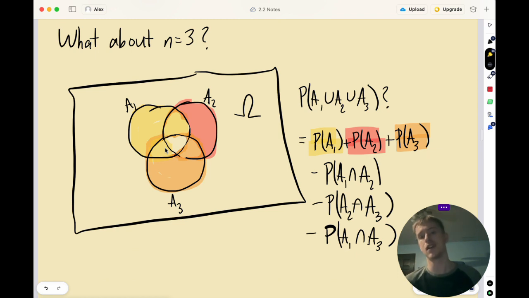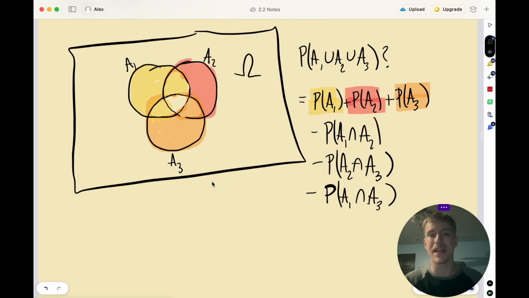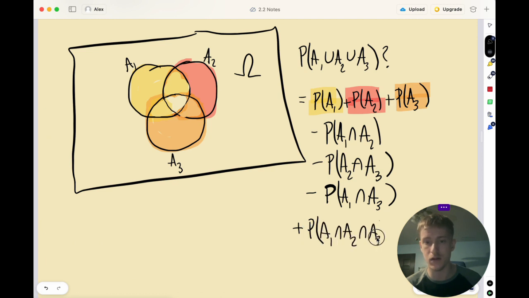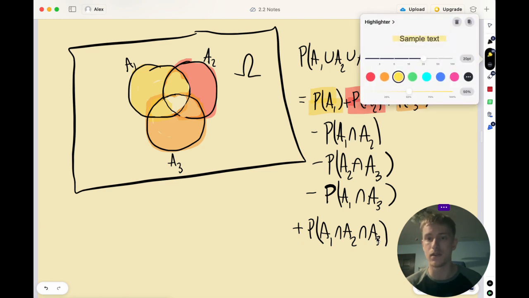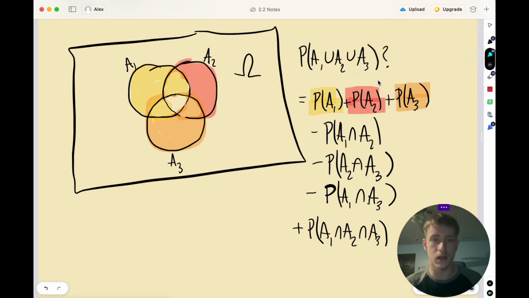I actually removed the triple intersection 3 times. Okay, so now it's not shaded at all, and I need to include the intersection between all 3 events. So I'm actually going to have to manually add that back in. So I have to add in the probability of the triple intersection. Okay. Let's see, I'm going to do that in maybe this color. I have to manually add that in.